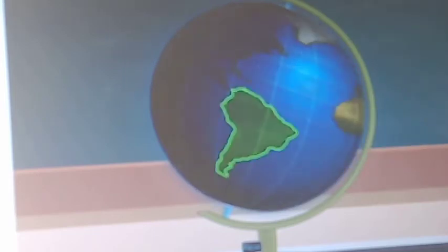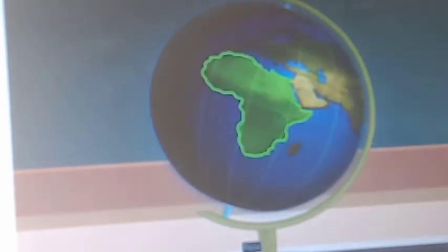Now tell me, the continents and oceans through which the equator passes? Correct. The equator passes through the continent of South America, Africa, and Asia, and the Pacific, Atlantic, and Indian Ocean. Tell me, which oceans are spread in all the four hemispheres? Correct. The Pacific and the Atlantic Oceans are spread in all the four hemispheres.